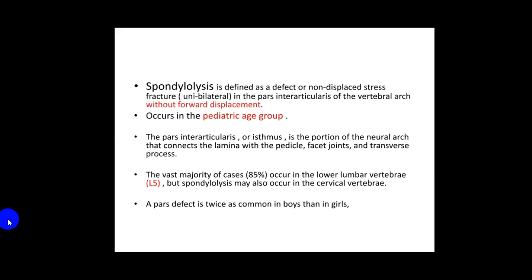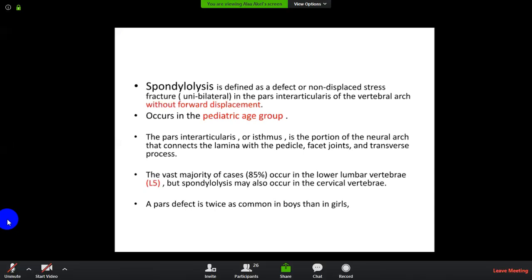This is a very common issue in the pediatric age group, which is the most common cause of back pain in children up to the age of 18, as we know. Okay, the pars interarticularis, or it can be called the isthmus of the vertebra, is the portion between the neural arch that connects the lamina with the pedicle and the facet joint and the transverse process. هلا راح نشوف صورة ونحكي عنها.